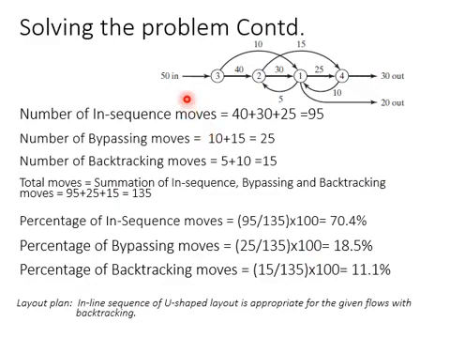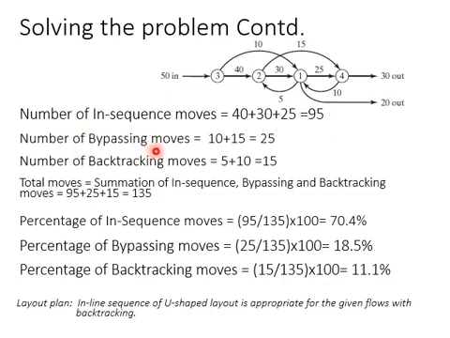After preparing the network diagram, we will compute the different types of moves. First, the in-sequence moves. From the in-sequence moves we can see from machine 3 to 2 there are 40 parts moving. From machine 2 to 1 there are 30 parts moving, and from machine 1 to 4, 25 parts moving. So that gives 95.